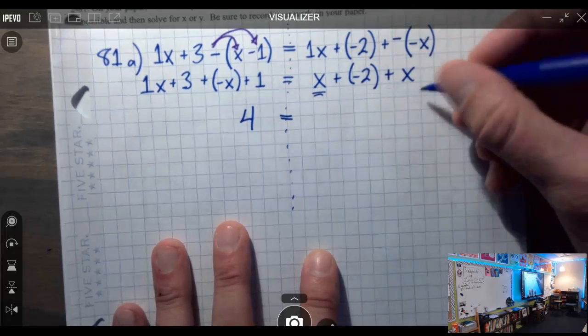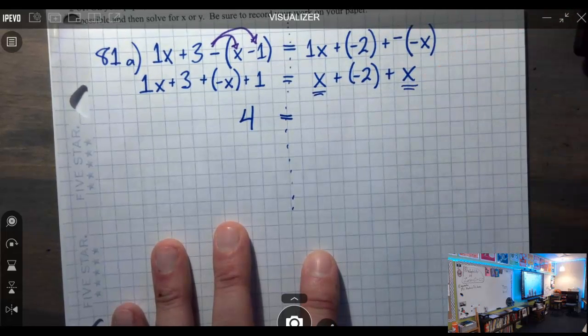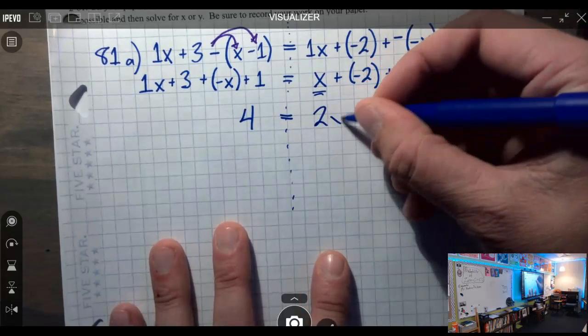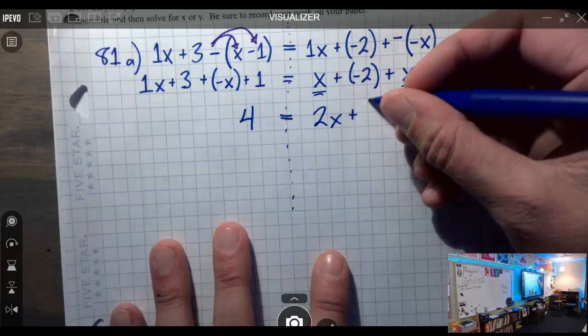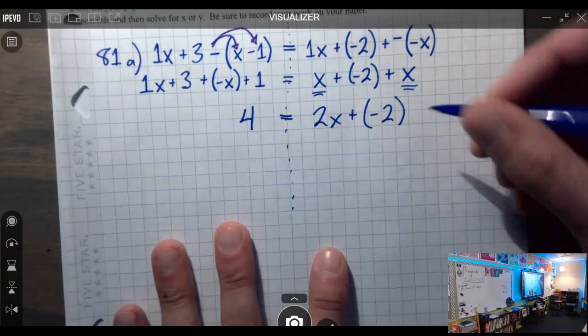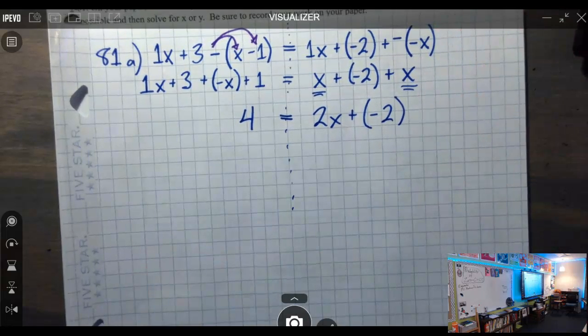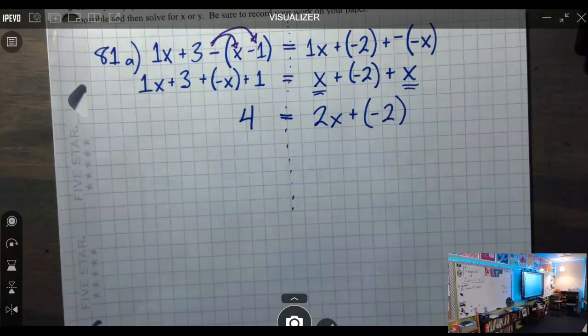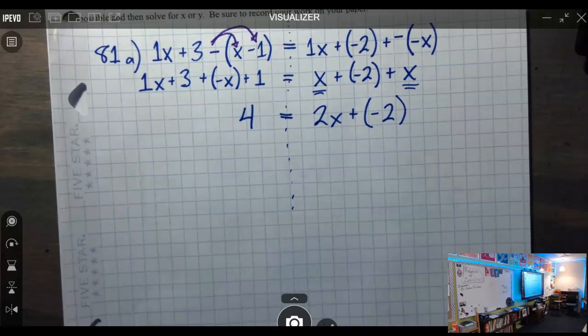On the right side, x plus x? 2x. Yeah, and we still have that negative 2. So guys, again, you can visualize this. You can even grab algebra tiles. I told you yesterday, if you want them, they're there. I would like you to not have to use them.